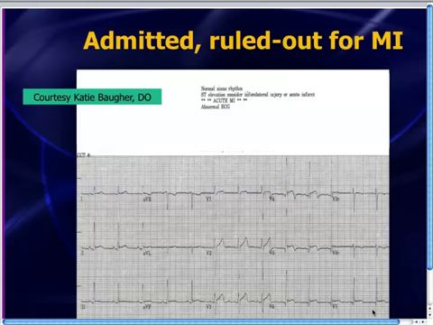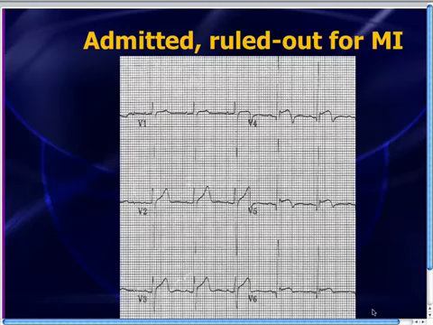Again, if we just blow this up, I think you get a sense that the fishhook pattern really is fairly obvious, not in all of the leads, but at least in some of the leads. In this particular case, what they did was they admitted the patient to the hospital. They ruled him out. Fortunately, they didn't take him to cath, but they ended up ruling him out, and they realized that this was just a normal variant pattern.